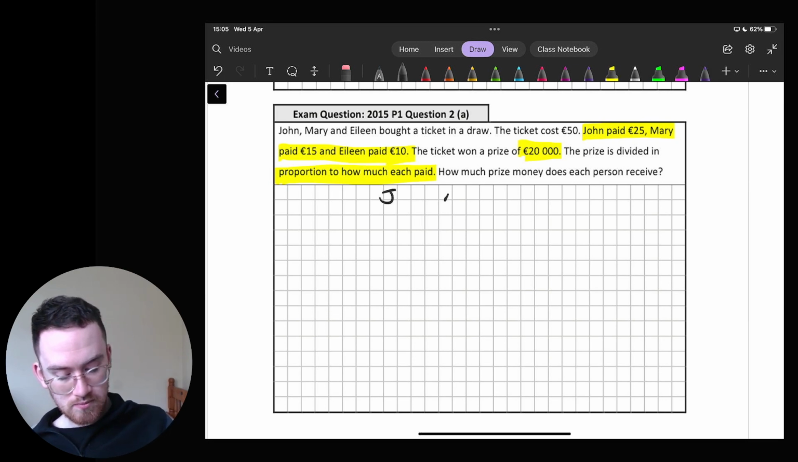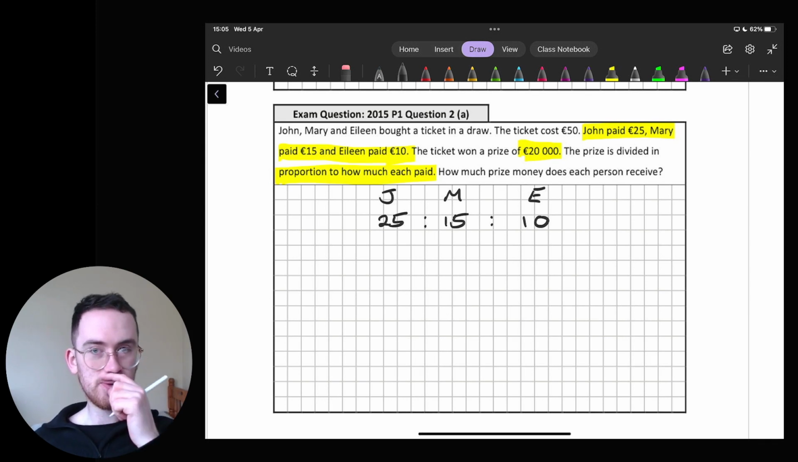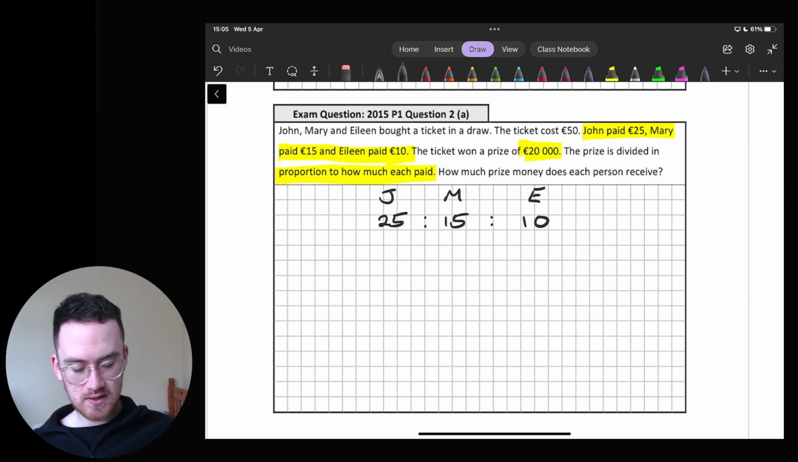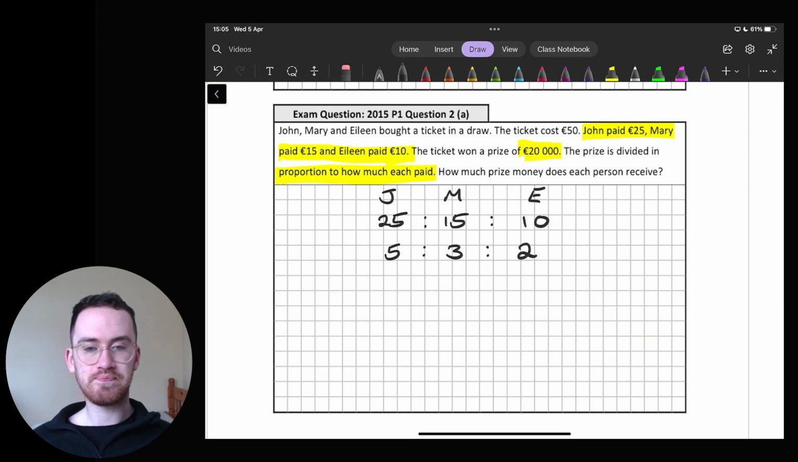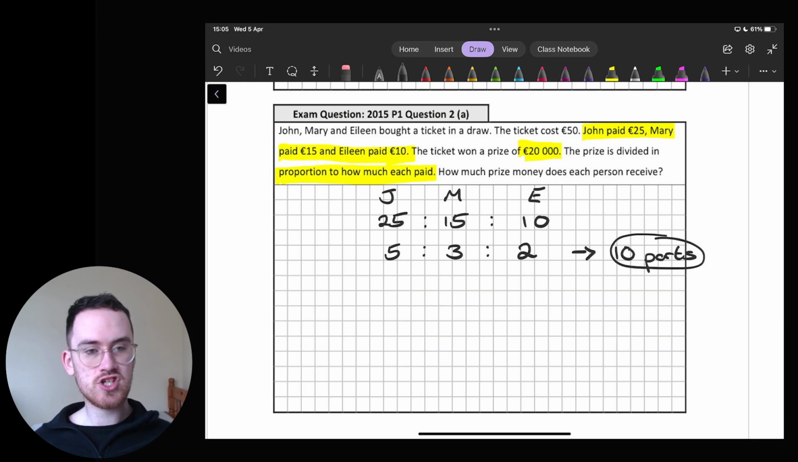So if we have John, we have Mary, and we have Eileen. And John paid 25 euro. Mary paid 15, Eileen paid 10. Now, one of the first things we said with ratios is we write them as whole numbers in their simplest form. And these aren't in their simplest form because 5 will divide into all of them. So we get 5 is to 3 is to 2. What that means is that the prize has to be divided into a total of 10 parts or 10 shares altogether. If we add those three shares they're all getting up, we get a total of 10 shares altogether.